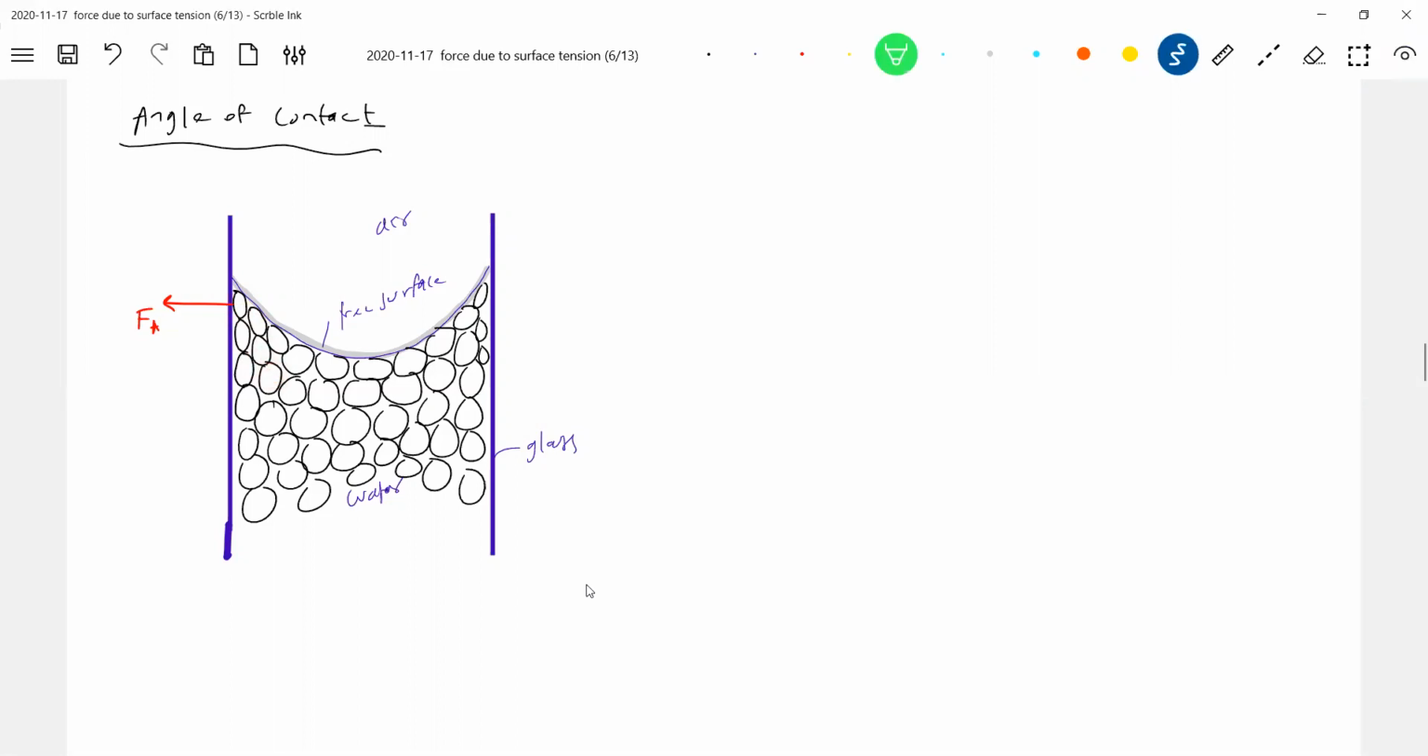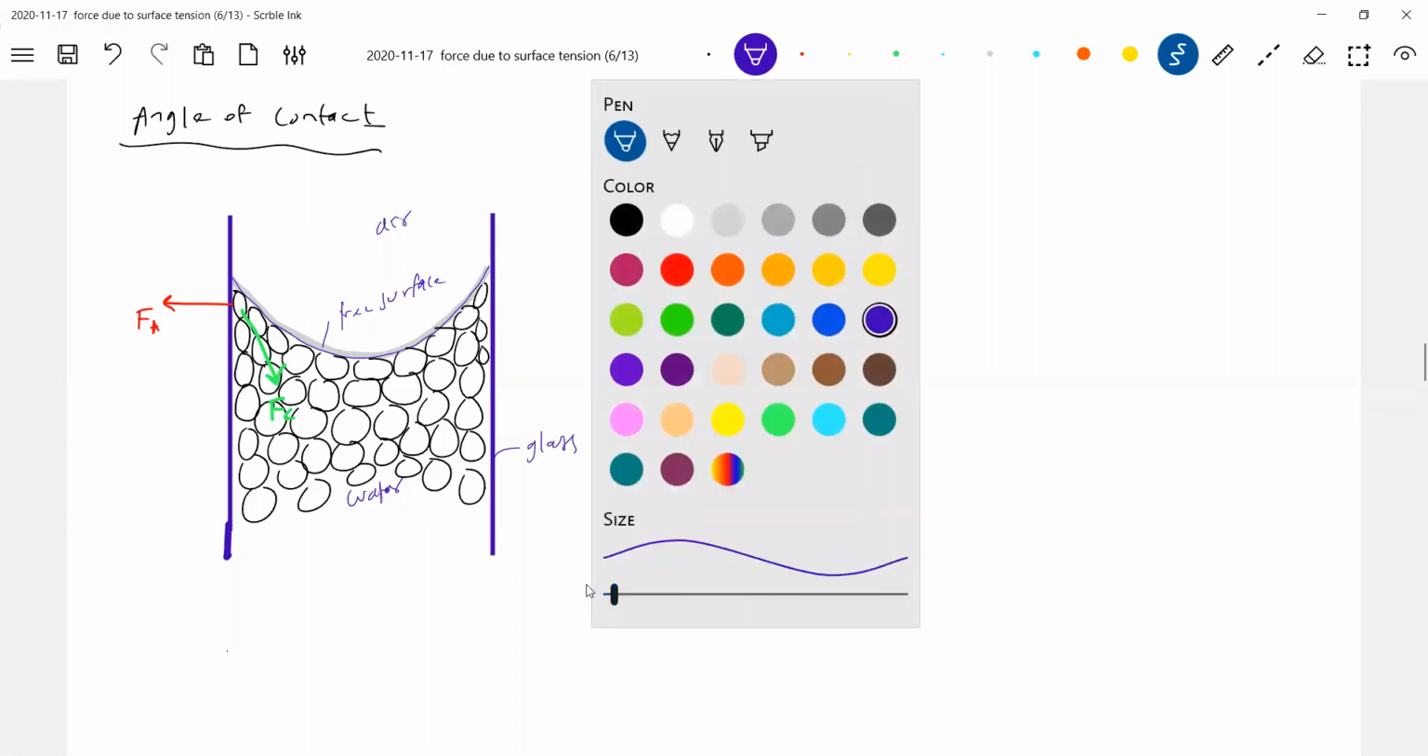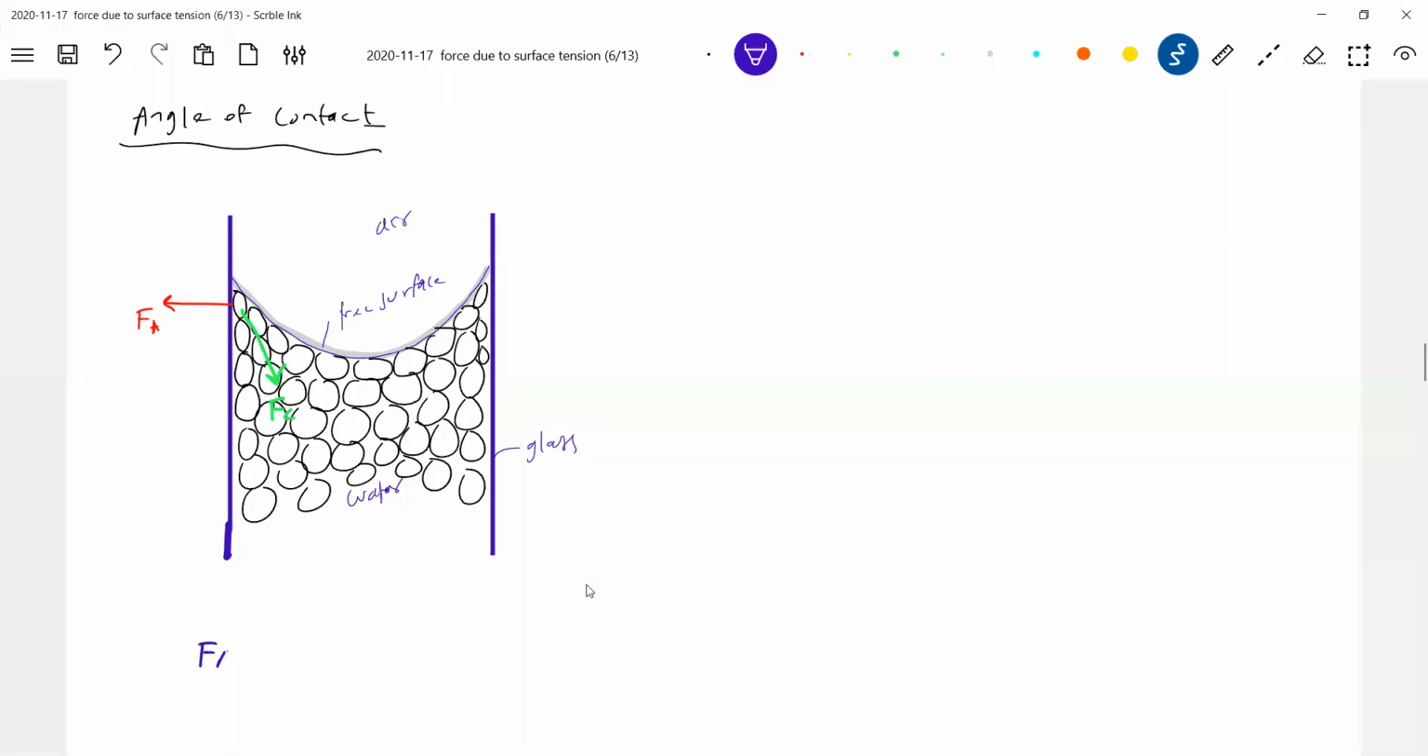And the cohesive force will act in this direction. What will happen is the adhesive force will dominate over the cohesive force. Shall I take symbols? Okay, F_A and F_C. So the adhesive force dominates over the cohesive force. Because of that, the resultant force will be directed... I need some other color.